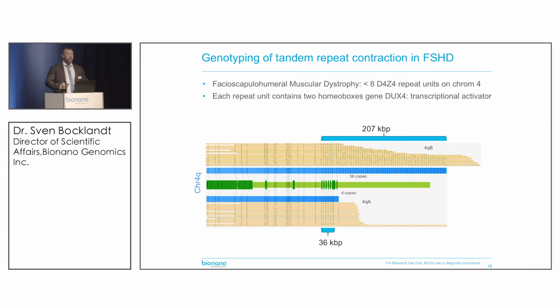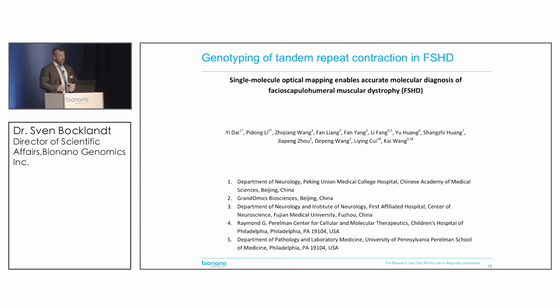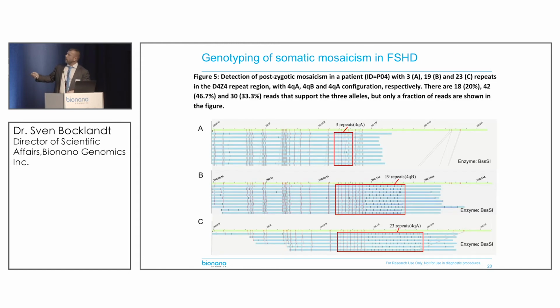There's a few published papers on this disease, including this one from Grandomics and a number of other Chinese institutes. And they're showing a mosaic case where the non-pathogenic allele is present with 19 repeats, and the pathogenic allele is present with 23, but also with 3 repeats. Because we have a single molecule technology, you can simply count the number of molecules that align to each of these variants to get an idea of the mosaicism.